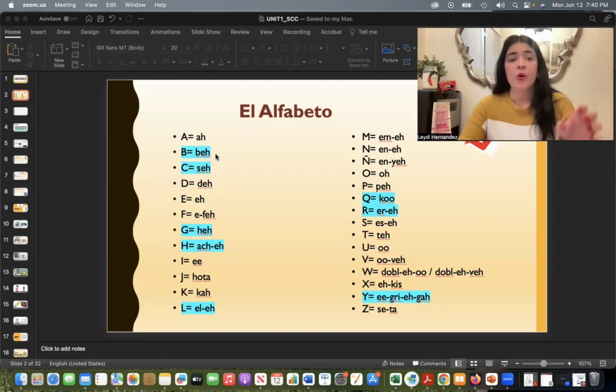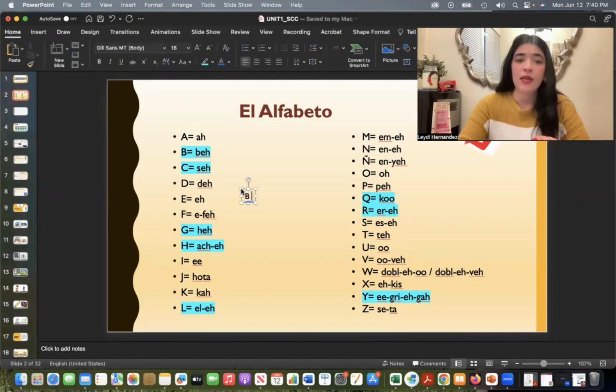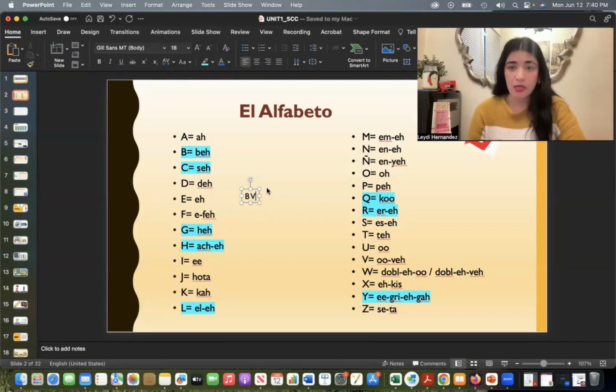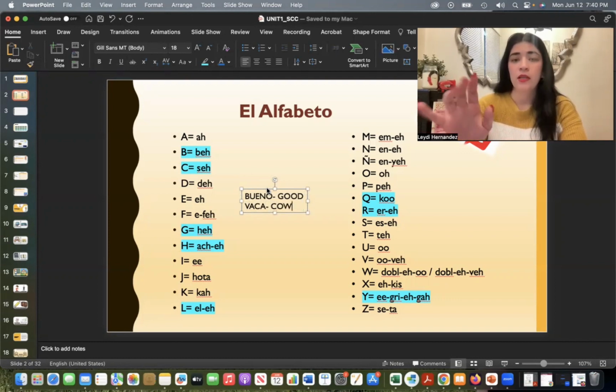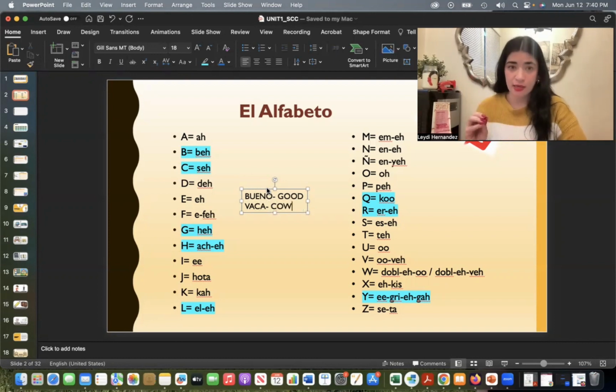B. Now, B and V have the same pronunciation in Spanish. Now, I know that in English you say B and V, but in Spanish it's just B and V. The pronunciation is exactly the same. I say bueno, good, and I say vaca, cow. The pronunciation is exactly the same.